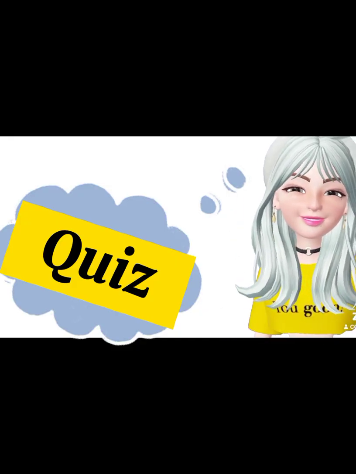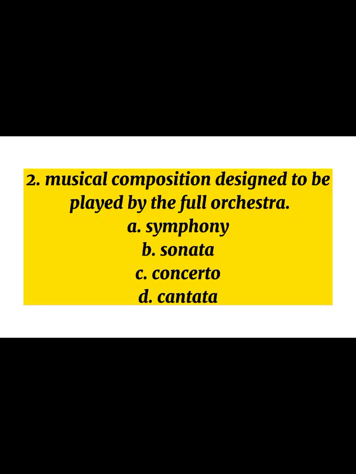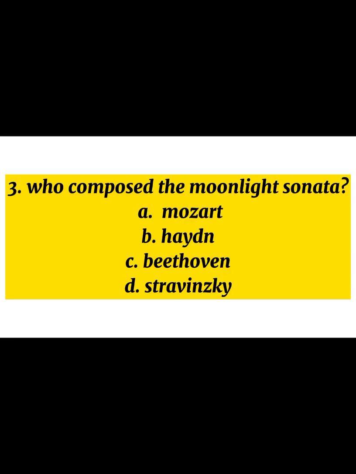Let us answer the quiz. Identify the term being described. 1. The general texture of classical music. A. Monophonic. B. Homophonic. C. Heterophonic. D. Polyphonic. 2. Musical composition designed to be played by the full orchestra. A. Symphony. B. Sonata. C. Concerto. D. Cantata. 3. Who composed the Moonlight Sonata?